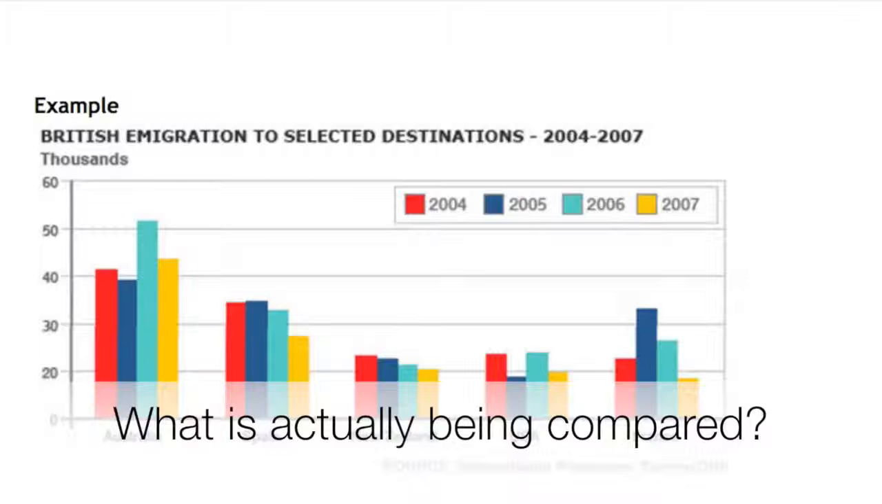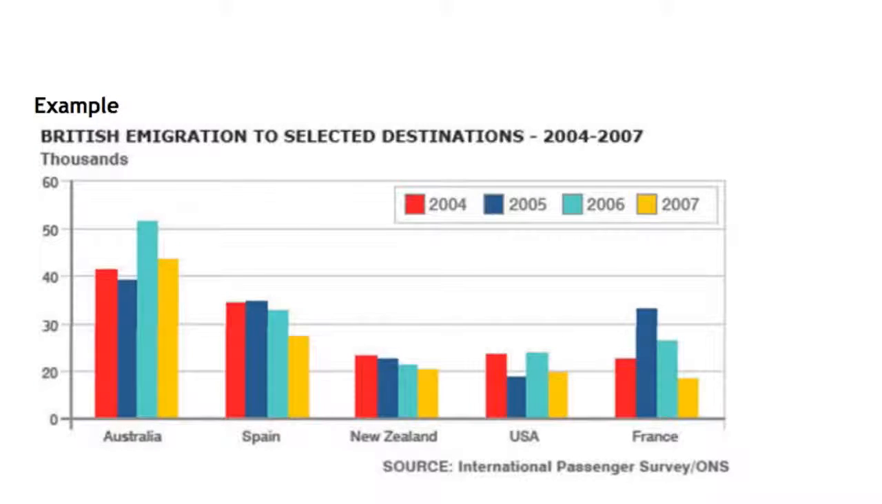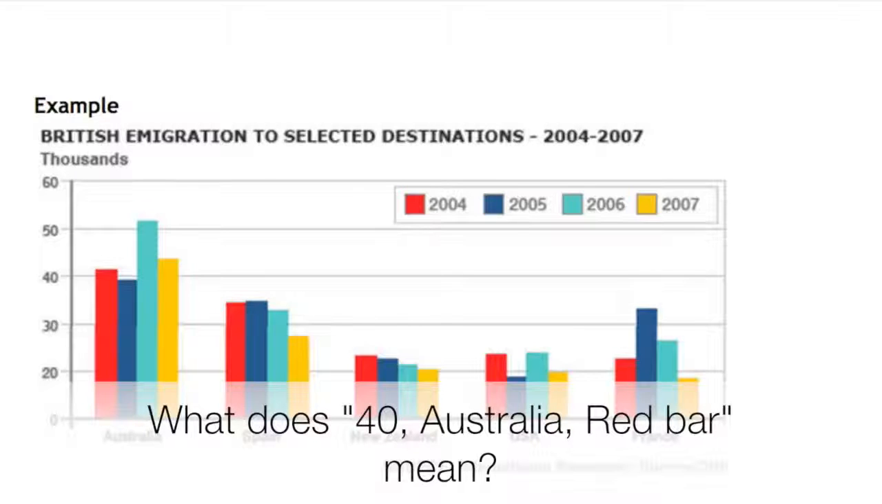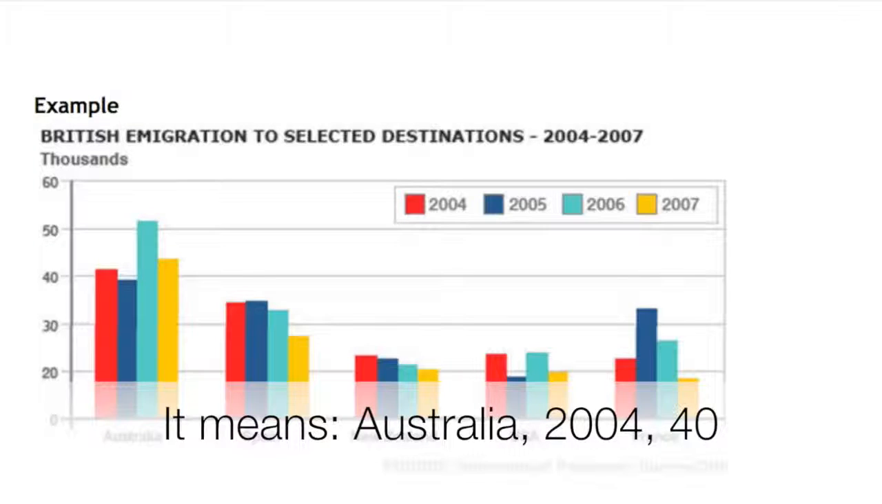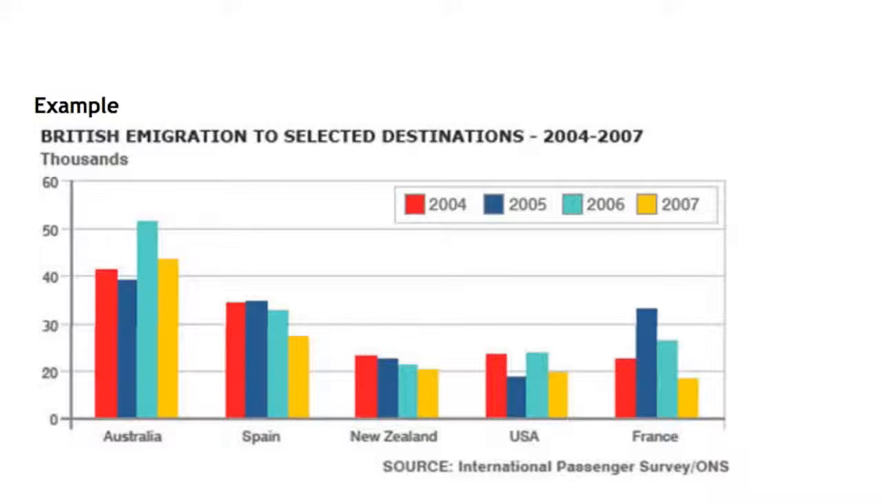But what is actually changing? What is actually being compared? Well, one good thing to do is to look at this number. You can see the number 40. What does this mean? What does the 40 red bar actually mean? Well, in this case, we know it means several things. We know it means Australia, 2004, and 40. That's exactly what it means. So the good thing to do with this is to make a sentence with all this information to check that you really understand what is happening, what is being compared, or what is changing.